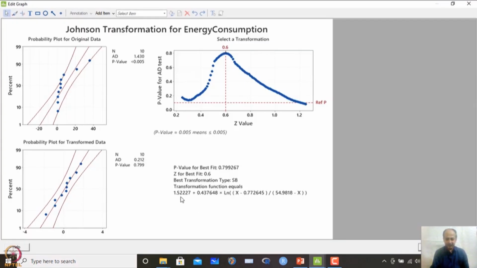And the final transformation on y that you see, the last one, is 1.52227 plus 0.43 ln, meaning log transformation, of x minus this divided by this. This is the total transformation on y.